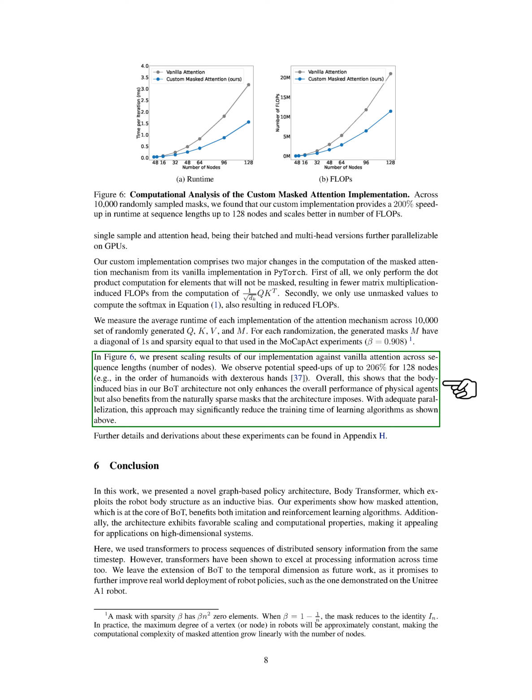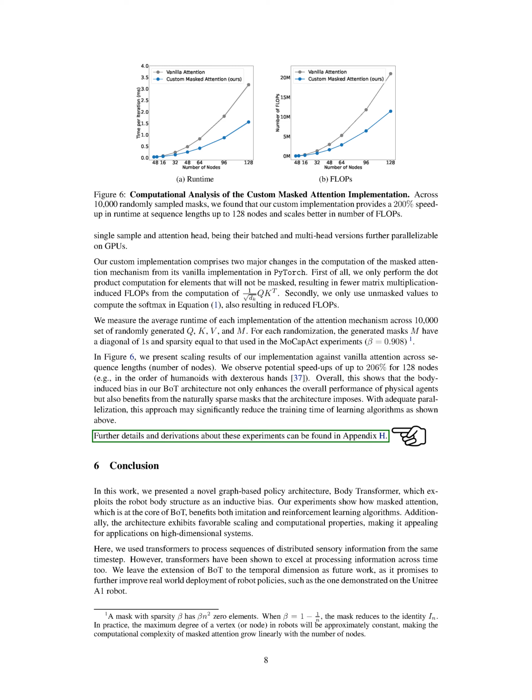Overall, our findings indicate that the body-induced bias in our BOT architecture not only improves the performance of physical agents but also benefits from the inherent sparsity of the masks. With proper parallelization, this method could significantly shorten the training time for learning algorithms, as detailed in the supplementary materials.